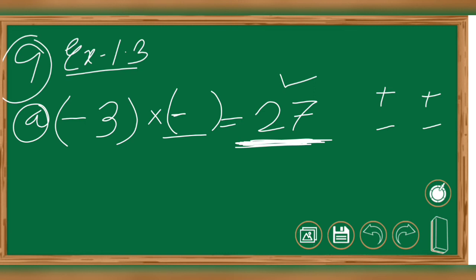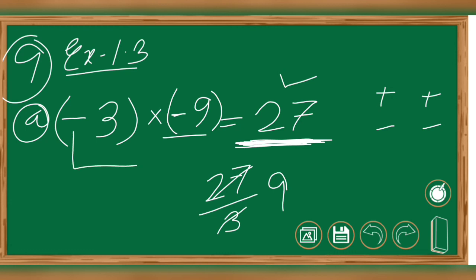Okay, so which number will be multiplied? Let's divide 27 by 3. Yes, it is coming 9. So 9 will be the answer, and at last we will get the answer minus 9, because for these two minus signs we will get a plus sign here, and for multiplying these two numbers we will get 27. Okay, let's come to the next sum.